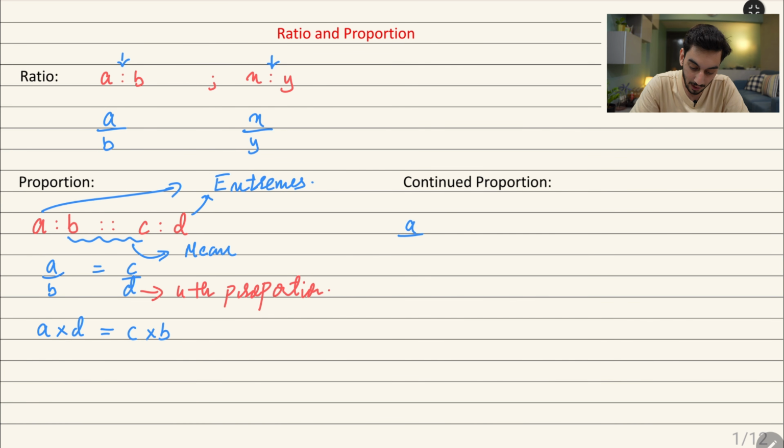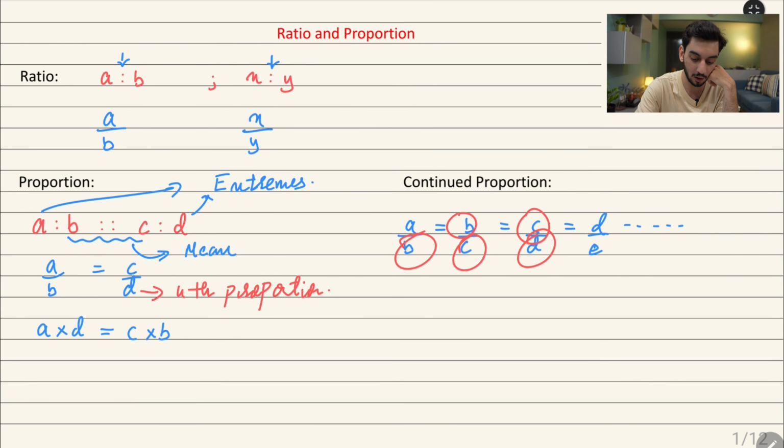So let's say I have A upon B is equal to B upon C is equal to C upon D is equal to D upon E, and it keeps on going. Okay, in this one, if you see very carefully, the previous denominator is exactly available in the next numerator. So B over here and B over here, C over here and C over here, D over here and D over here. So every denominator is getting used up into the next numerator.